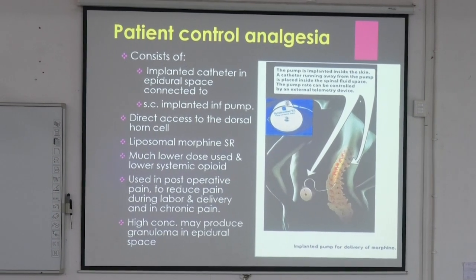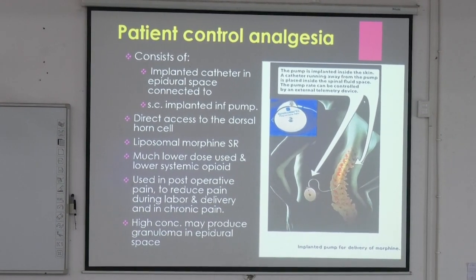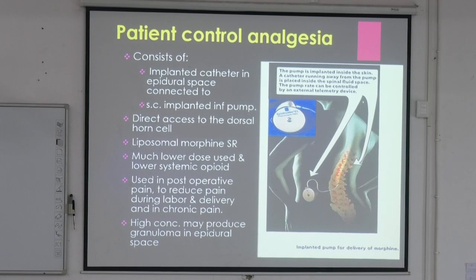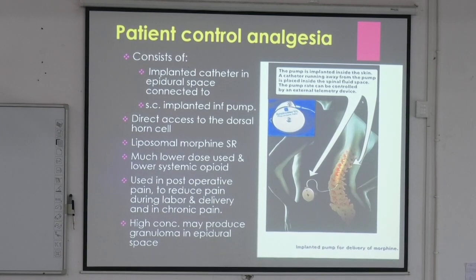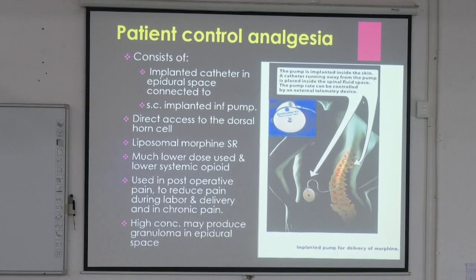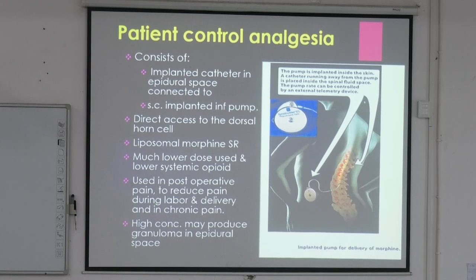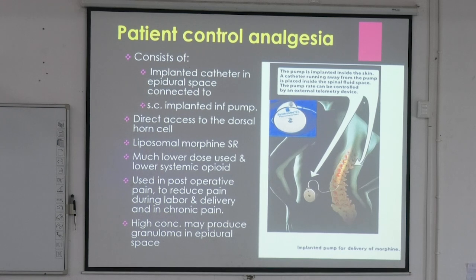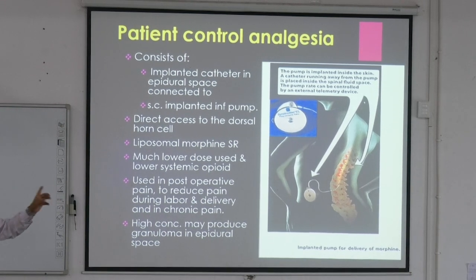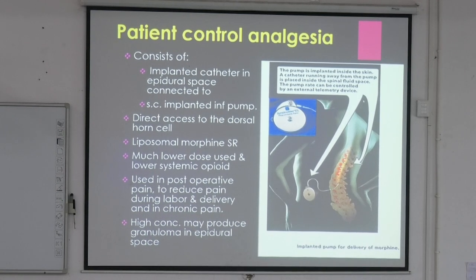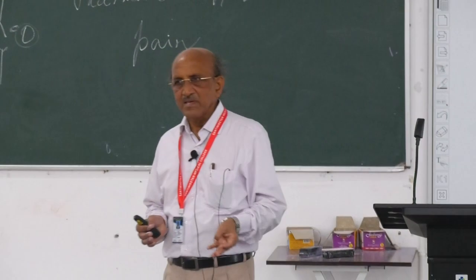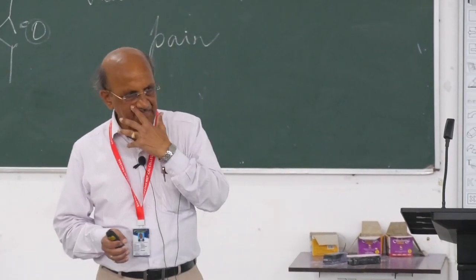What is it? PCA. I think this year it has come as a short note. Patient controlled analgesia. What is that? Here it is only shown in the spinal or epidural type. But this patient controlled analgesia can be given subcutaneously, also intravenously.